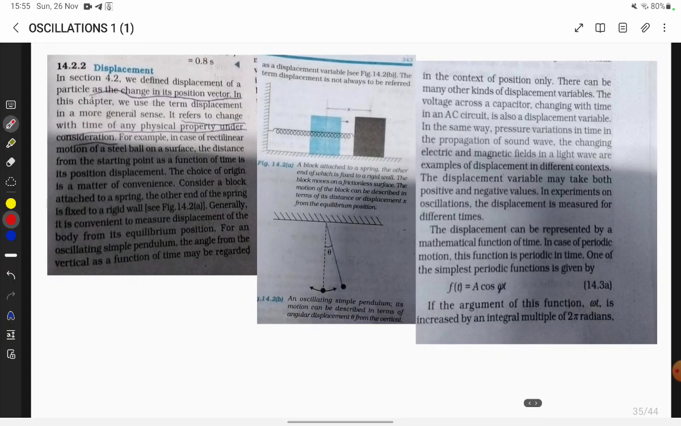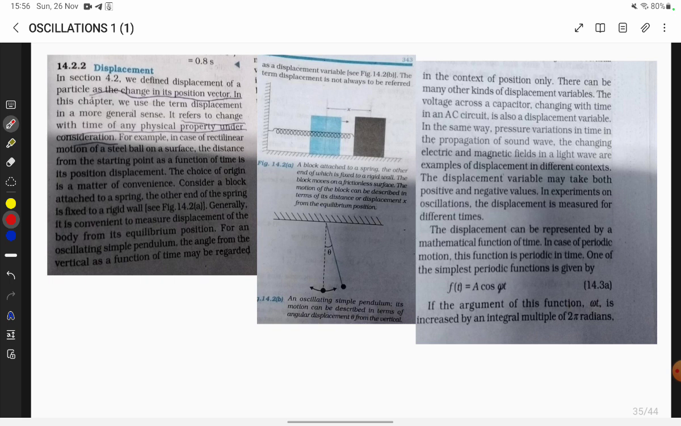Let us study displacement in NCERT. We define displacement of a particle as the change in its position vector. In this chapter, we use the term displacement in a more general sense. It refers to change with time of any physical property under consideration. I have already explained about it. For example, in case of rectilinear motion of a steel ball on a surface, the distance from the starting point as a function of time is its position displacement. The choice of origin is a matter of convenience.